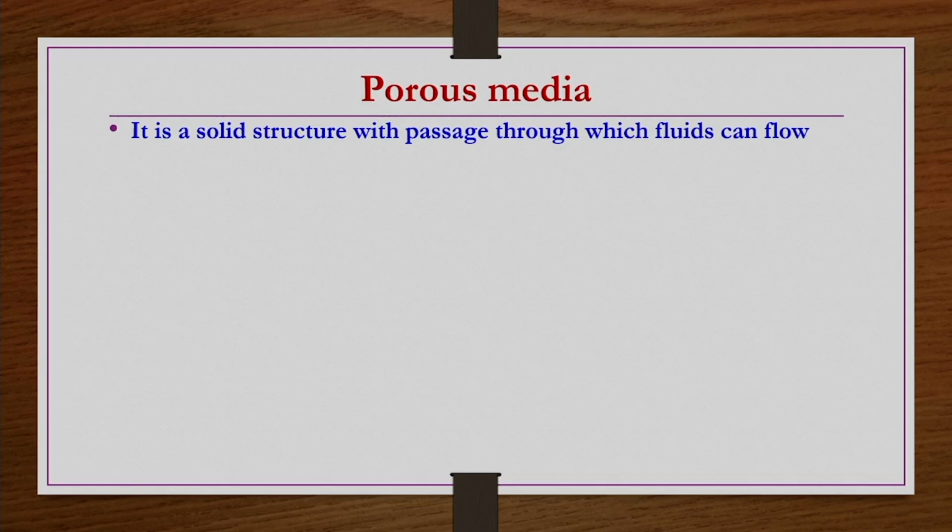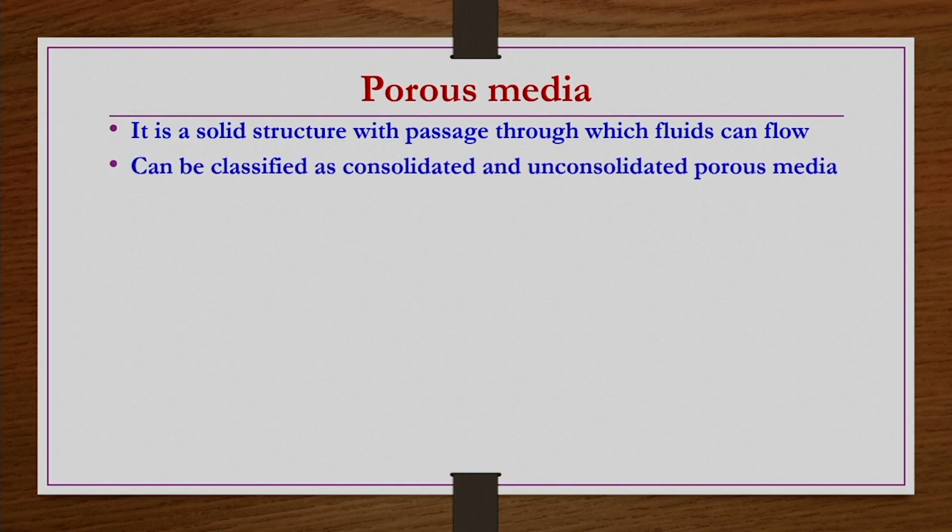However, it is important to have a recapitulation of these basic concepts before going into the frictional pressure drop calculations for the flow through packed beds. Porous media is a solid structure with passages through which fluids can flow, and it can be classified as consolidated and unconsolidated porous media. This is one classification, not necessarily the ultimate classification. There may be classifications based on other properties also.